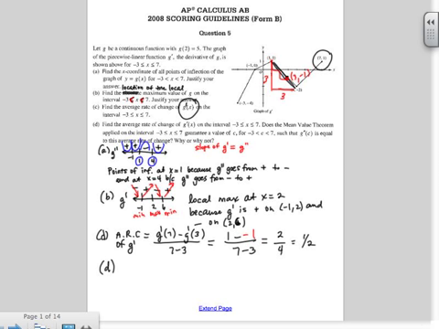Does the mean value theorem applied on the interval -3 to 7 guarantee a value of c, where c is between -3 and 7, such that g double prime of c is equal to this average rate of change. Why or why not? Okay, so let's think about that. Okay, our mean value theorem, if you remember, we need for our function to be continuous.